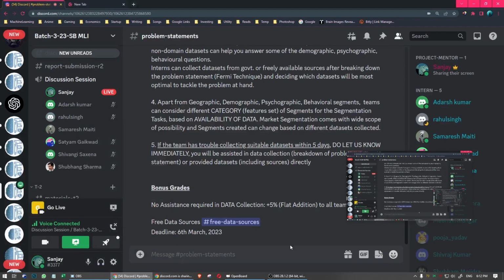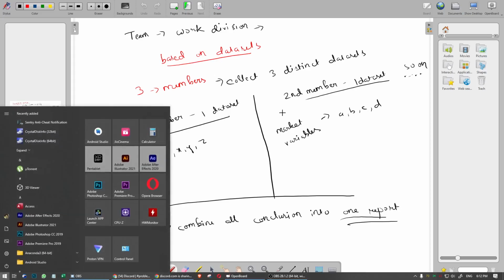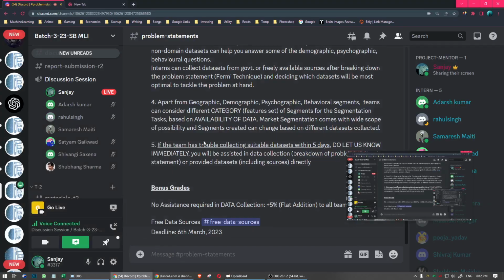Rahul, Subhang, and Satyam, this thing. It's clear. Right. So the division is very okay.